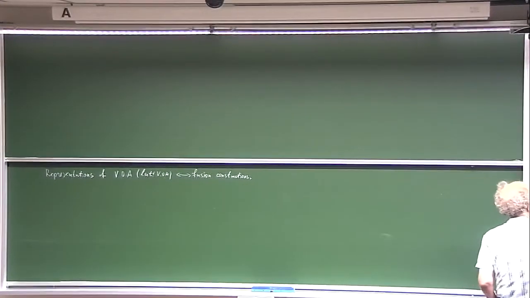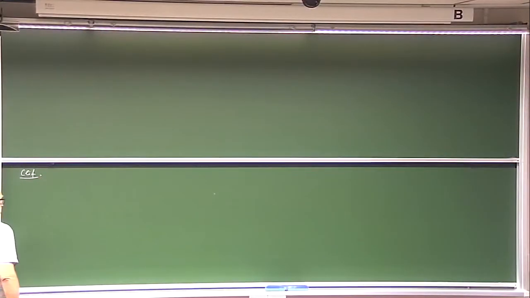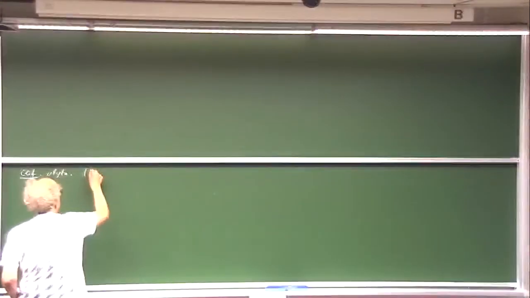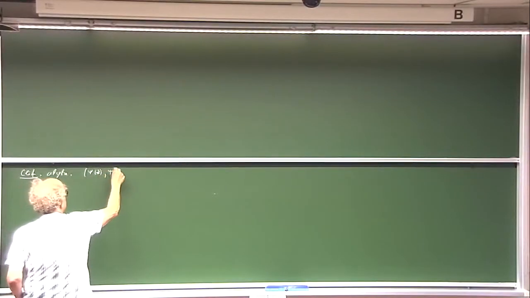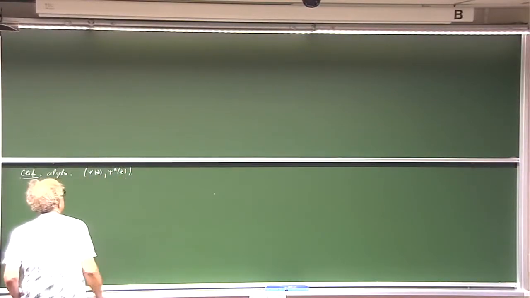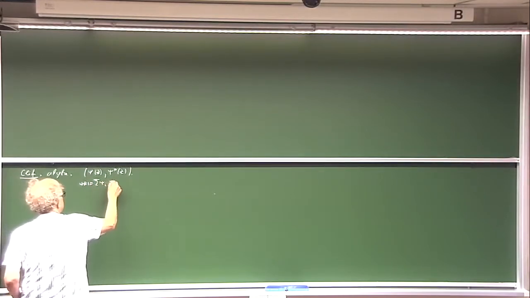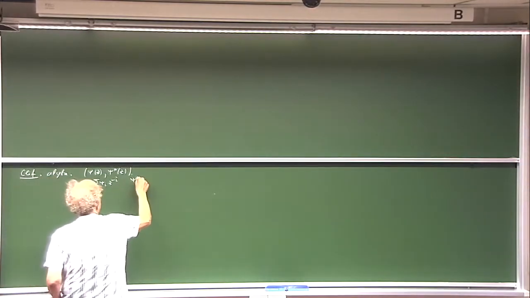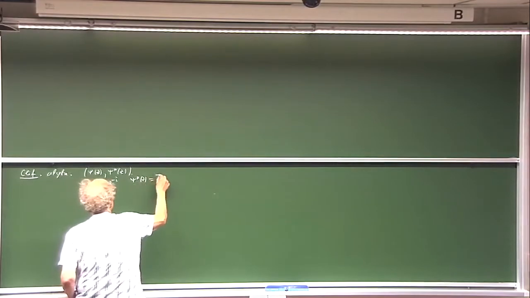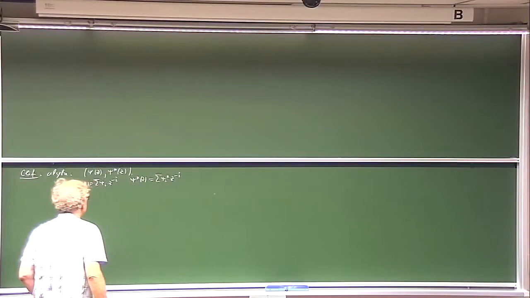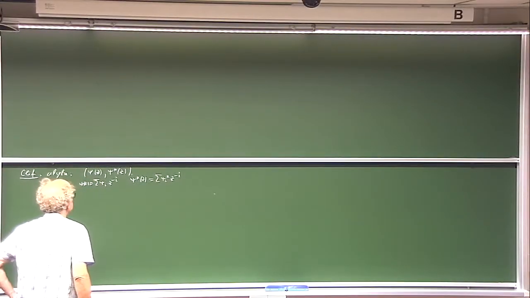I take the Clifford algebra, or algebra of fermions, and I recall that E1 is generated by psi(z) and psi star(z), where psi(z) is the sum of psi_i z^(-i), and psi star(z) is the sum of psi star_i z^(-i).